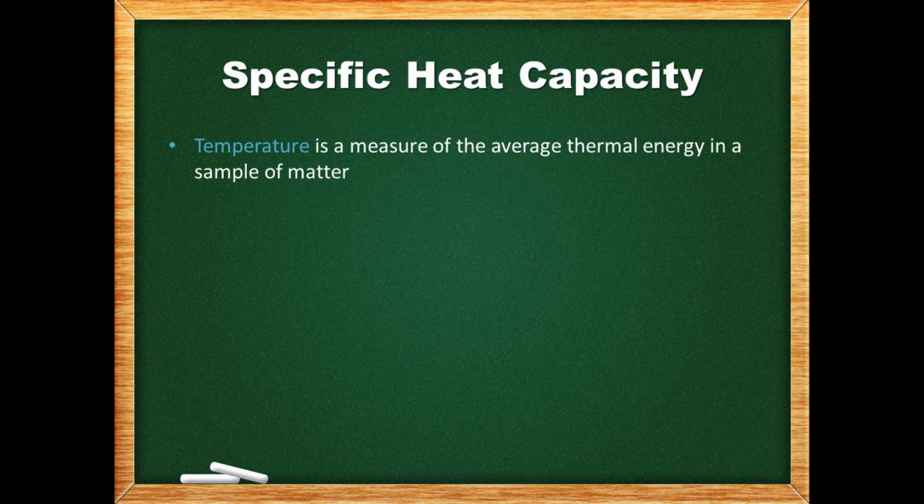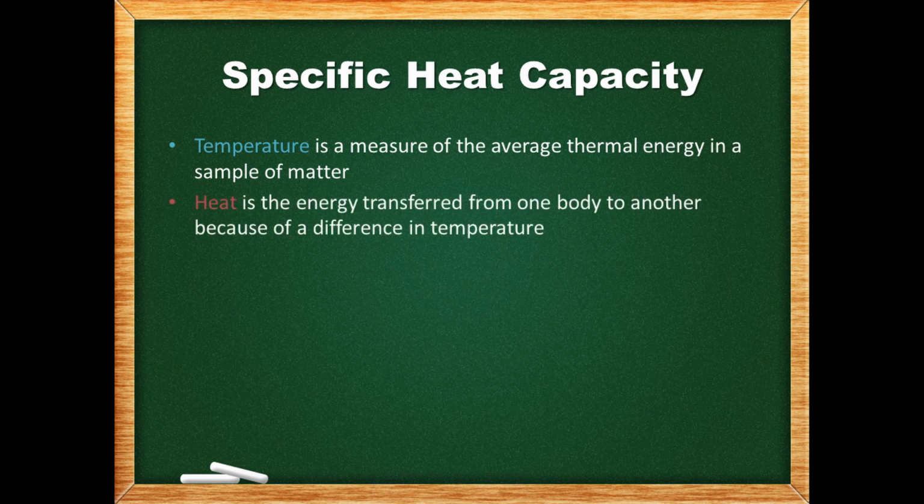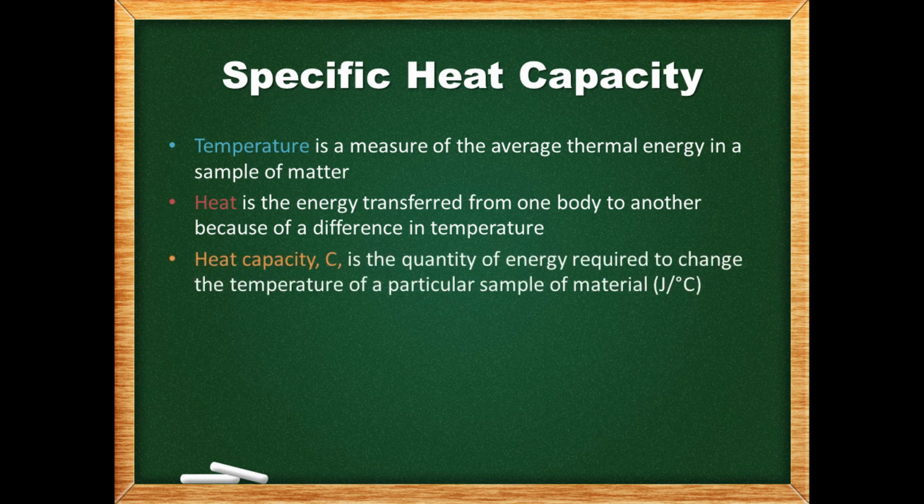Temperature is a measure of the average thermal energy in a sample of matter, while heat is the energy transferred from one body to another because of a difference in temperature. Heat capacity is the quantity of energy required to change the temperature of a particular sample of material. It is symbolized by an uppercase C and in units of joules per degree Celsius.